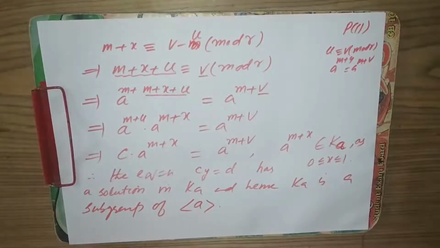Next, we prove that it's actually a cyclic subgroup. It's not only a subgroup, it is also a cyclic subgroup. So for this, we need to find its generator.